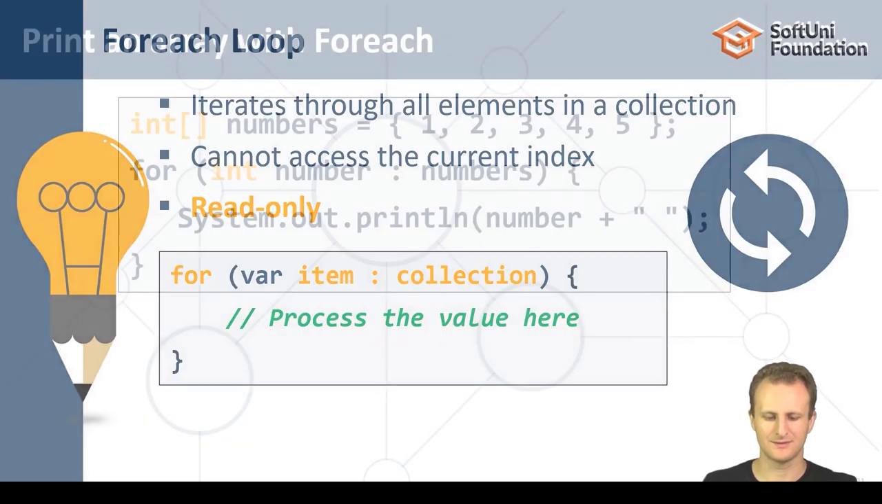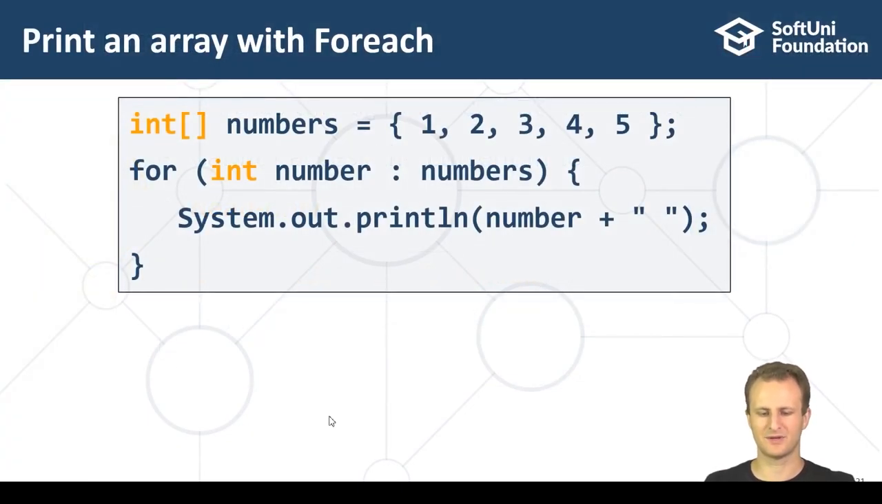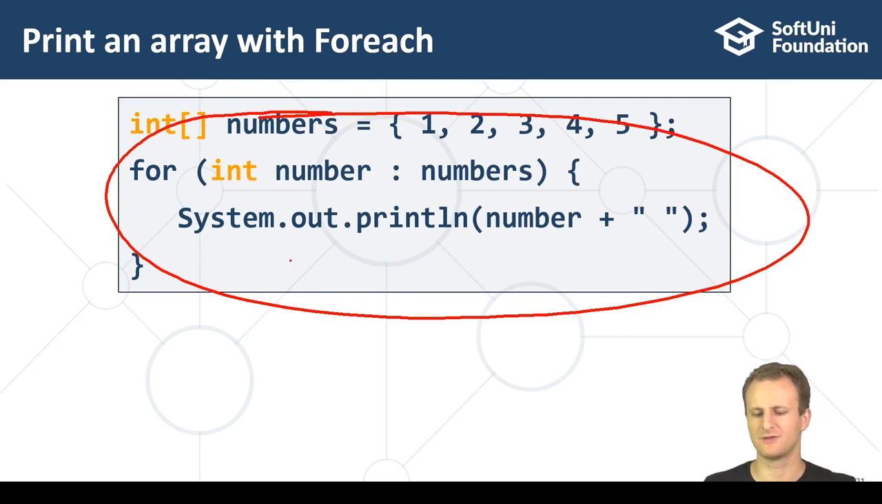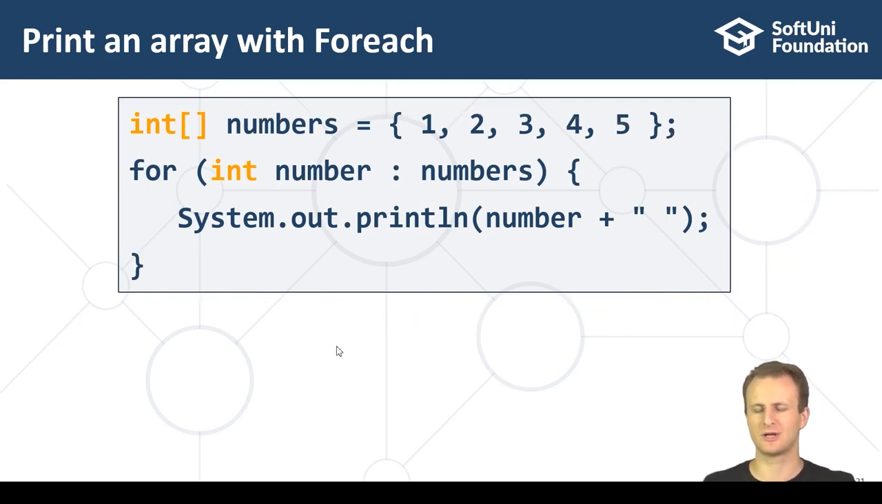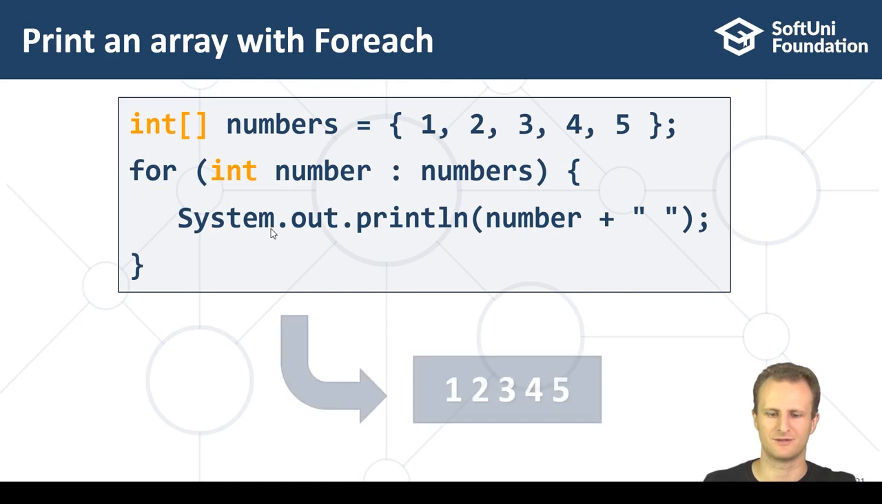Okay, and we now have an example of printing a list of numbers with the for each loop. I showed you how to do printing strings, so it's pretty much the same thing. It doesn't matter if it's strings or numbers or floats or doubles or booleans or whatever.